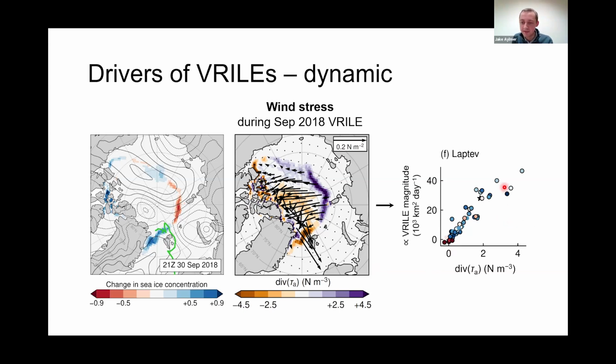Here I'm just doing it for the Laptev sector, where we did this for other sectors as well. So basically what I'm doing is I'm plotting the magnitude of the very rapid ice loss event against the wind stress divergence, so that's this quantity here, averaged over the virile itself. And you see that in this case, it does kind of work. So there's this correlation between the virile magnitude and the wind stress. So can we do something similar for the other kinds of events?